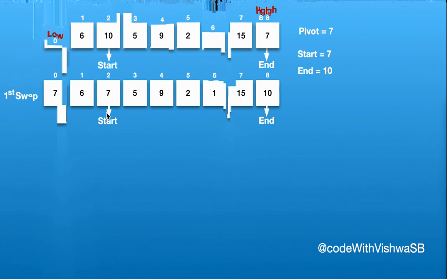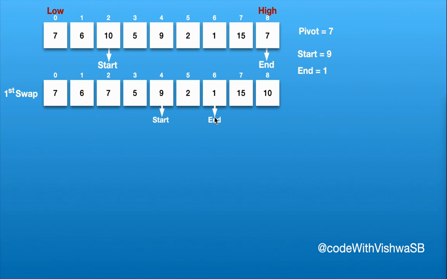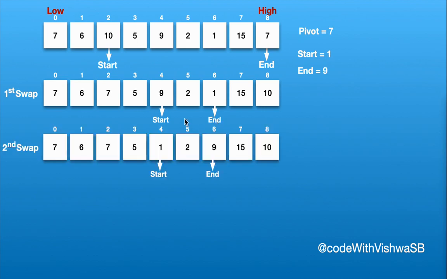Now, end is pointing to 1. Again, check the same condition. Is end greater than pivot? No. Then stop the end at the same position and swap start and end. So now after the second swap, end is pointing to 9 and start is pointing to 1.